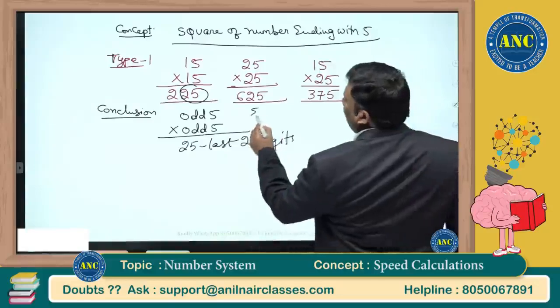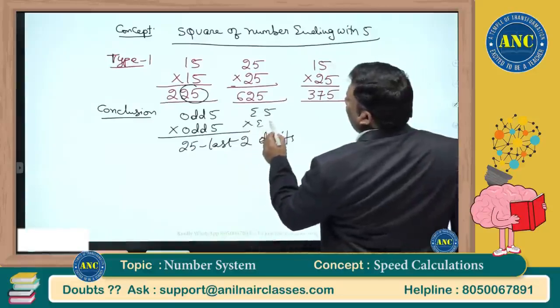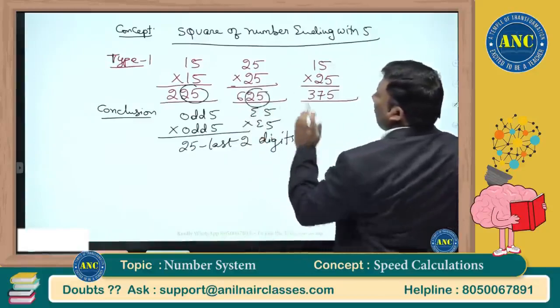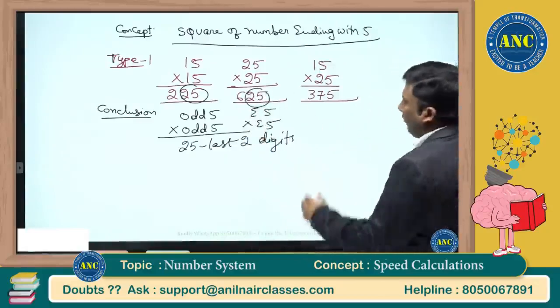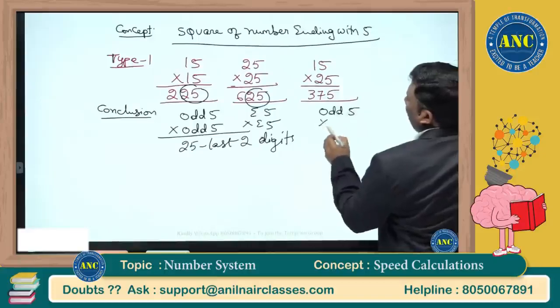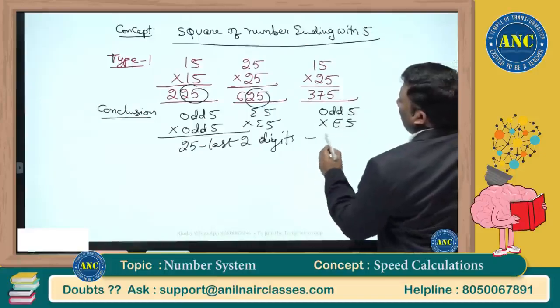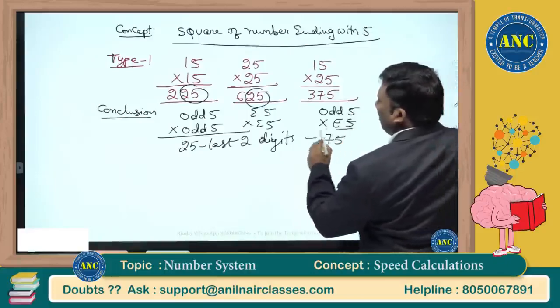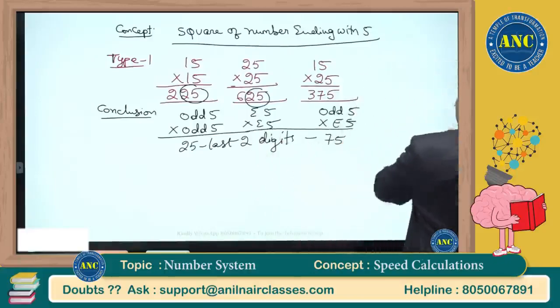2 is an even number ending with 5, into an even number ending with 5. Last two digits are 25. 1 is an odd number, 2 is an even number ending with 5. What are the last two digits? Last two digits are 75. Very, very important key point.